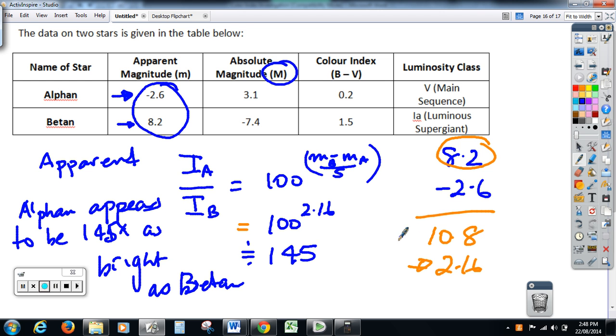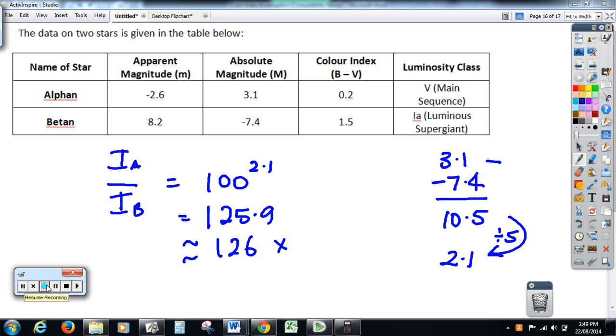I want you now to take a few moments and compare their absolute brightness by using these two values instead in this formula here. Okay, let's see how you went. Alpha has a magnitude of 3.1, so I'll put it on the top because it's a more positive number, and Beta on the bottom. I subtract them and you get the difference in magnitudes as 10.5.